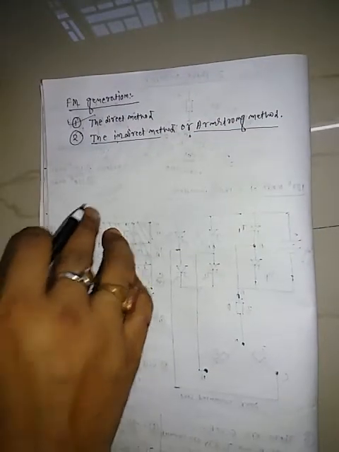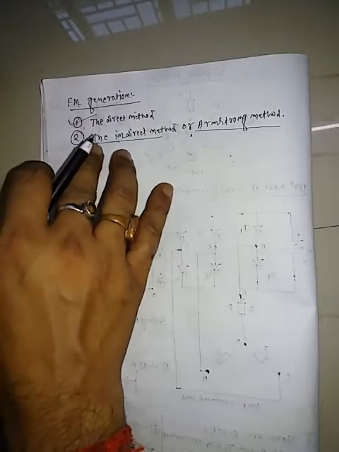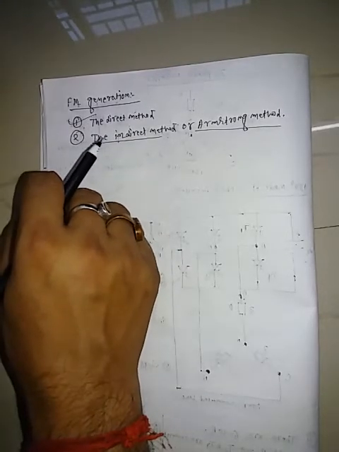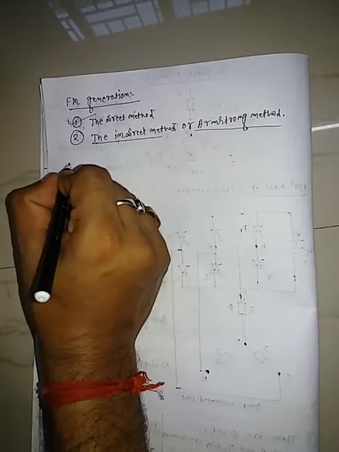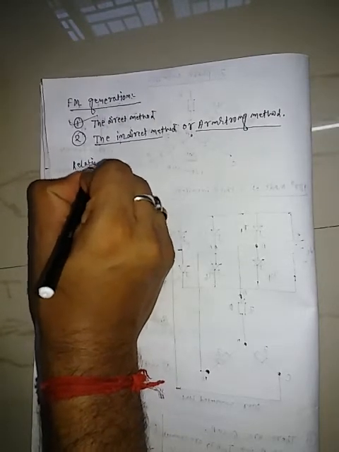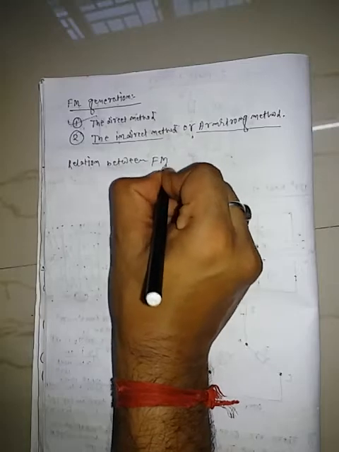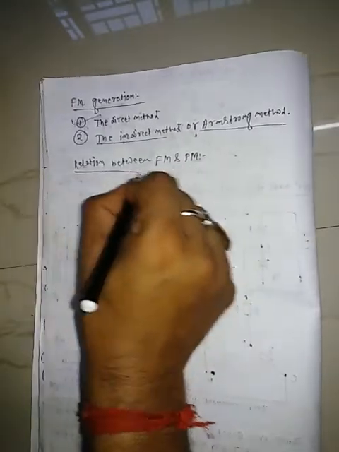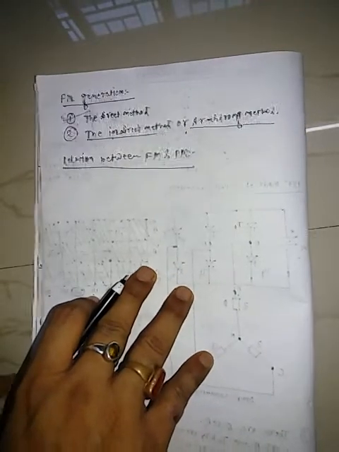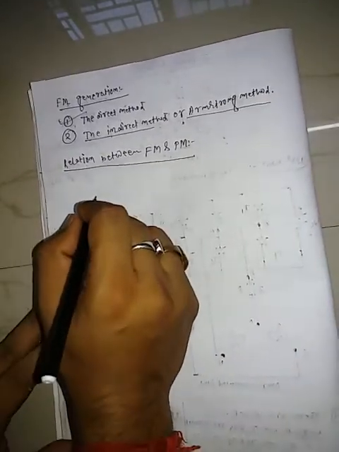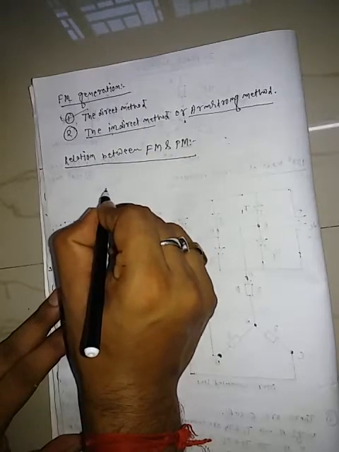Before we discuss the indirect method or Armstrong method, there is a simple topic, the relation between FM and PM. This is the important topic before we discuss the Armstrong method. So what is the relation between FM and PM? This is the generation relation between FM and PM.